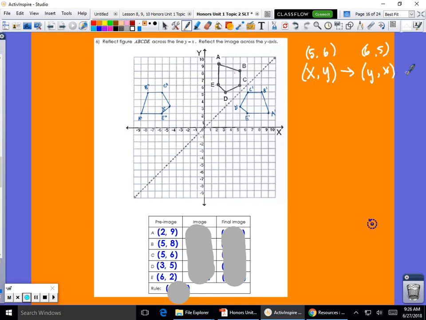Okay, so that is our rule for reflecting over the line y equals x. Then it said reflect the image across the y-axis. So then we're taking these new points and reflecting them over the y-axis, and that affects our x. But we have to be careful because now our x is the y, right? It takes the x coordinate and makes it its opposite. So if I was going from the original points to the image to the final image, it would go from here to here.